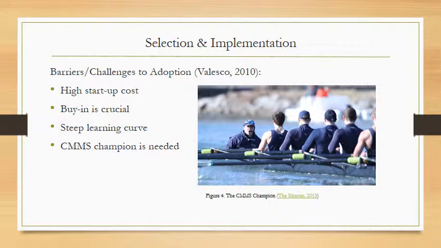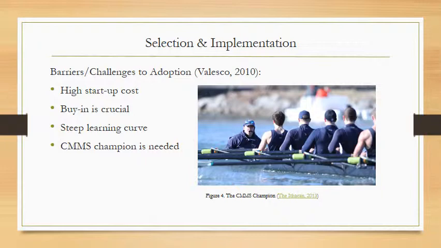The second barrier is that buy-in is crucial. It is highly important that buy-in is obtained from maintenance and production departments, both from managers and other users, while implementing a CMMS. The learning curve is steep, and users will not see the benefits of CMMS right away. It typically takes 2 to 3 months to integrate CMMS into daily activities and for users to begin seeing the value that it brings.